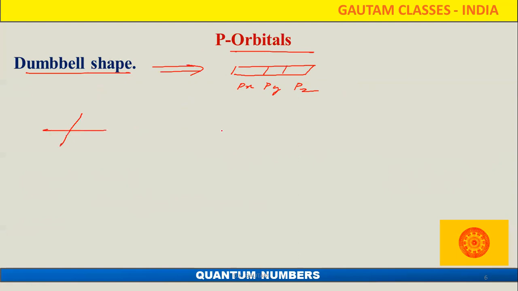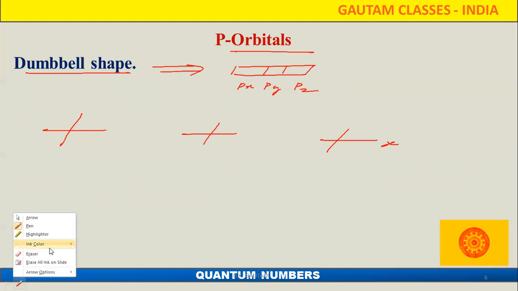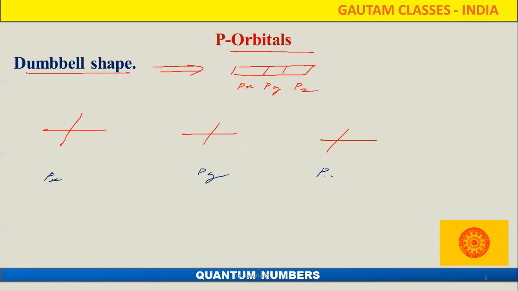How can we draw that? I'm going to draw them one by one. Firstly this is the px, this one is the py, and that one is the pz. I am going to consider this one the x-axis and this one the y-axis.